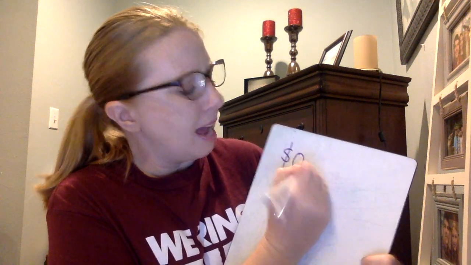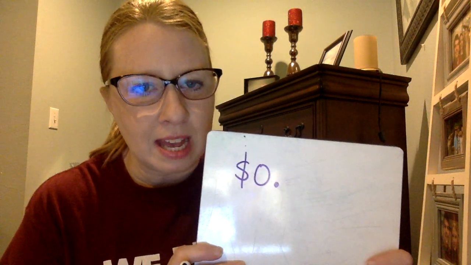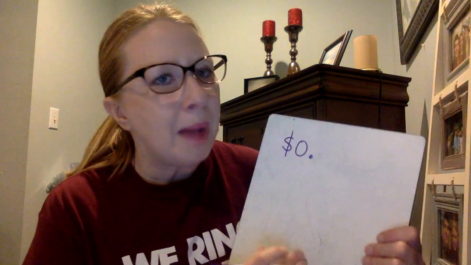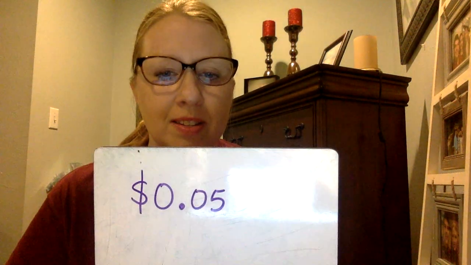Now let's look at a nickel. If I wanted to write a nickel as money, I would write it this way. I would have a dollar sign, 0 decimal. Now it's 5 cents. That's 5 out of 100 cents. So my 5 has to go in the hundredths place. I can't leave my tenths place empty though, so I put a 0 there. So this would be 5 cents.